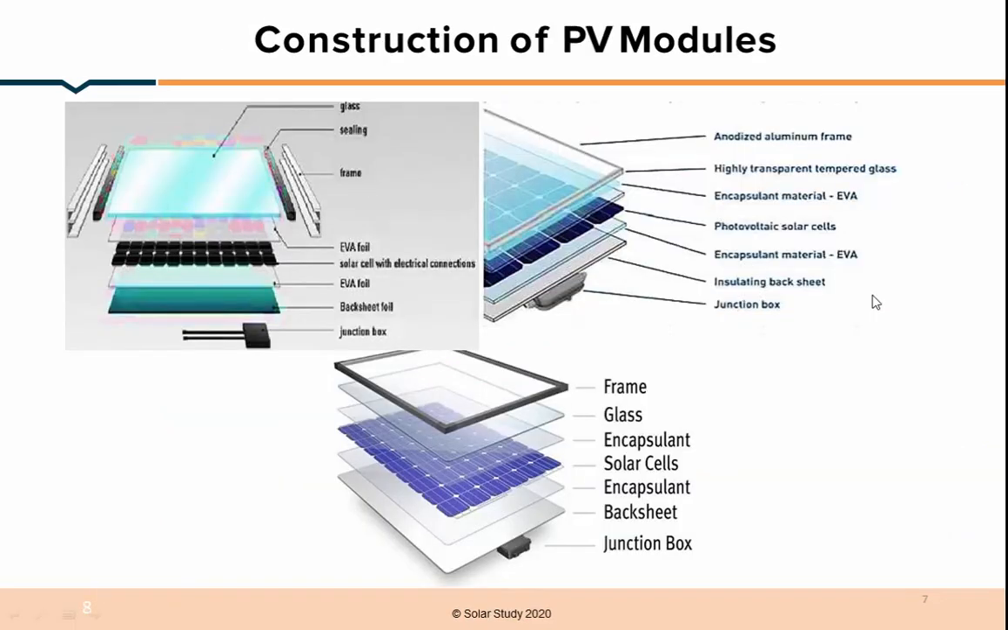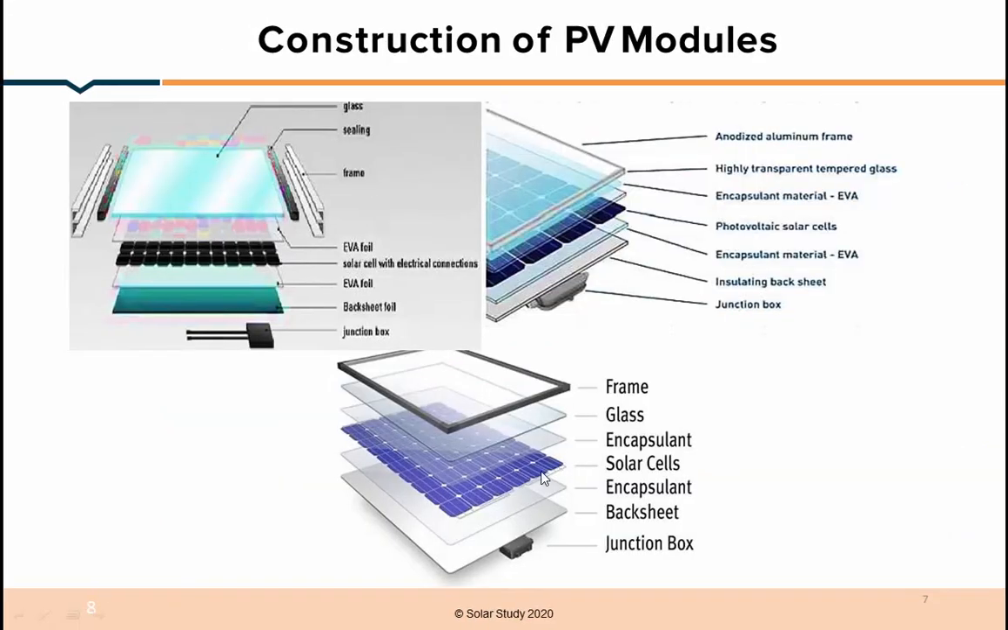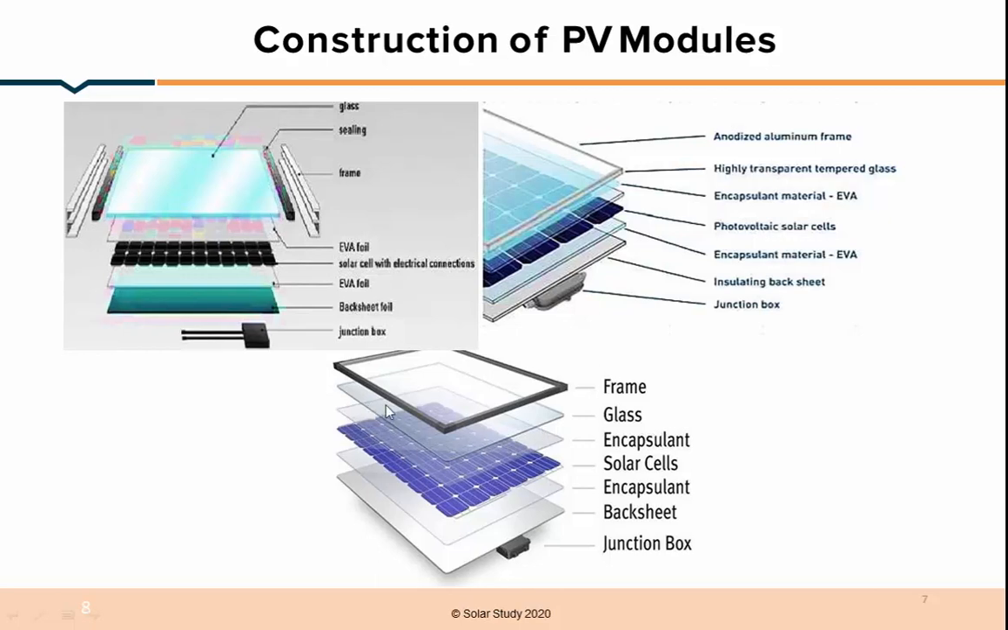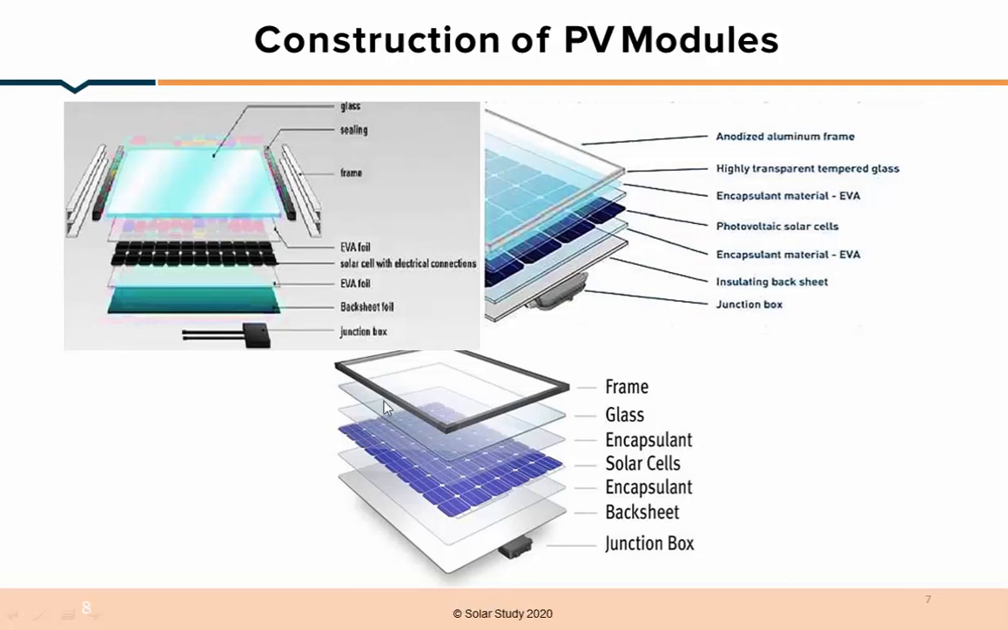Now we will see what all a PV module contains. This is the series connection of the solar cells. After that, there is an encapsulant that protects the solar cells. On top of this encapsulant there is a glass layer in order to protect it from rain and any kind of dust. For that we need glass. Then to give strength to the entire solar module, we need a frame made of aluminum.